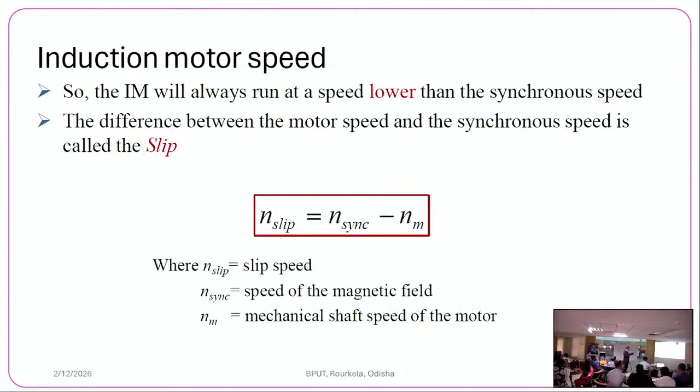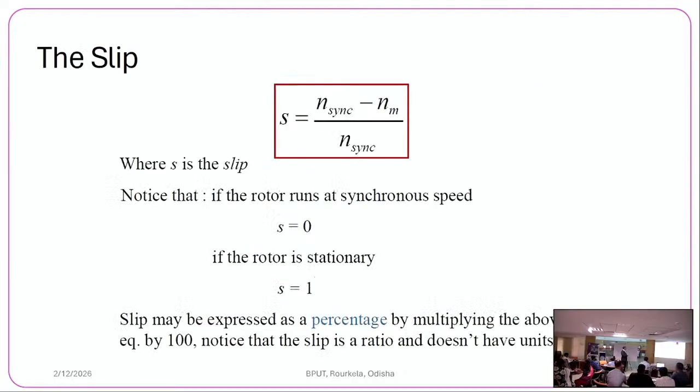Then slip speed is equal to synchronous speed minus the mechanical speed of the shaft. That is the slip speed, and slip is defined by this: synchronous speed minus mechanical speed of the rotor, divided by synchronous speed. If the rotor is stationary, slip is 1 because mechanical speed is 0. So numerator and denominator are both the synchronous speed, so slip is 1.